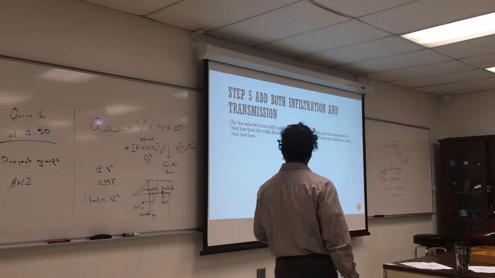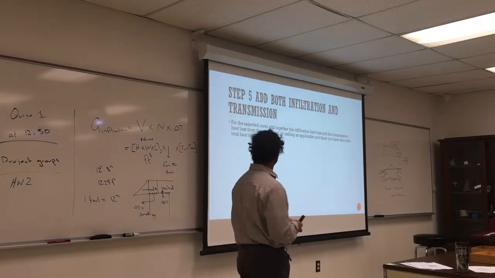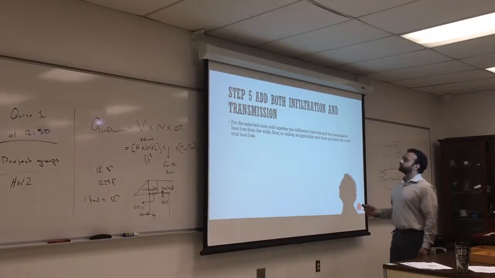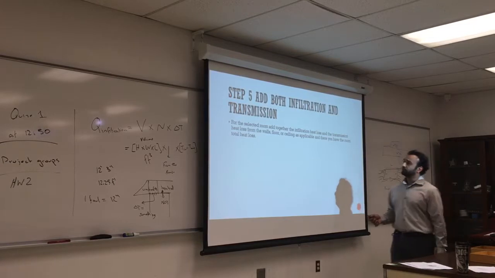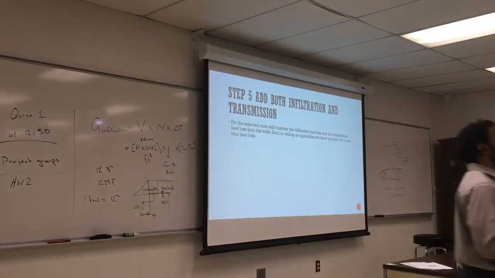Step five, add both infiltration and transmission. You get the two factors, we're done. For selected rooms, add together infiltration heat loss and transmission heat loss from the walls, floor, ceiling, as applicable. And there you have the room total heat loss.